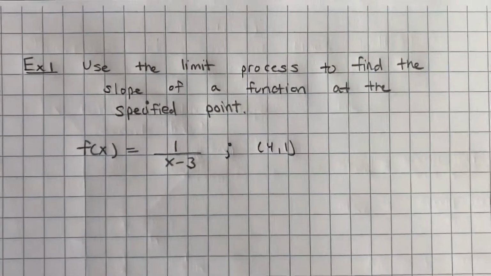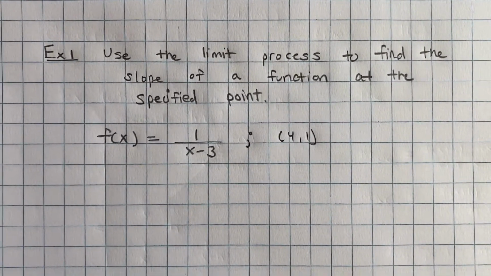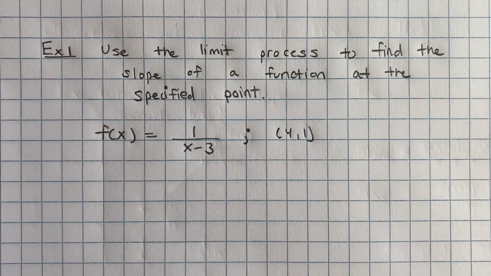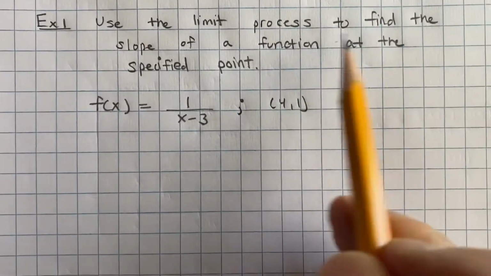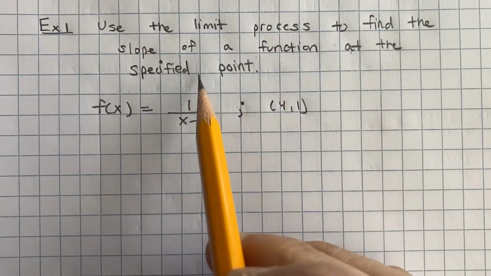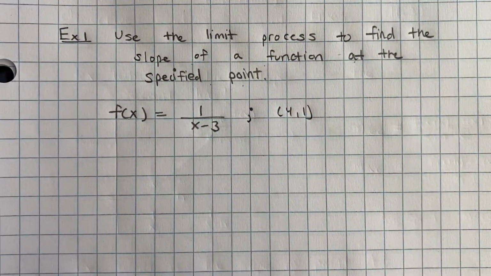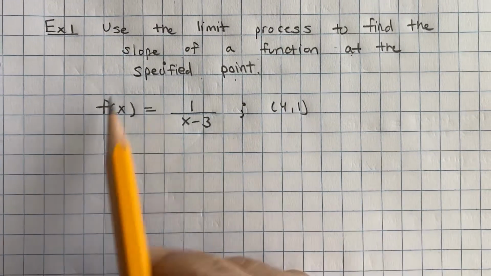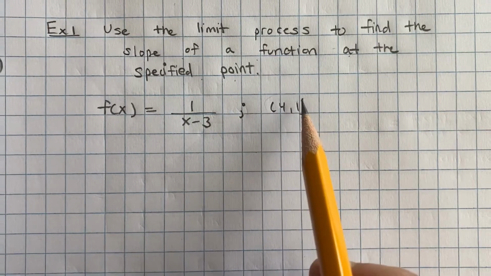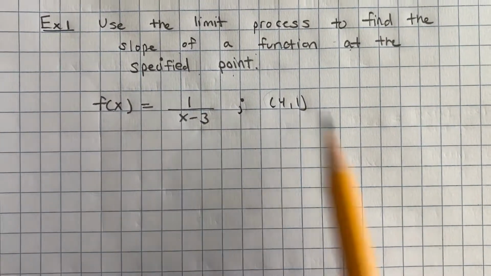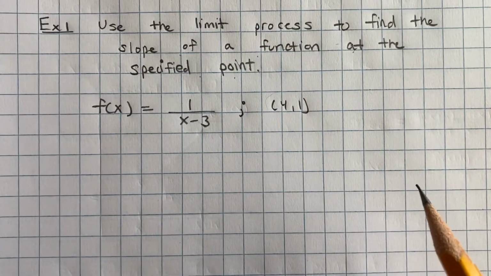All right, so let's take a look at a few examples on calculating slope at a specific point. In this example, it says use the limit process to find the slope of a function at the specified point. So here's my function, here's my point, and I want to find the slope at this specific point. Before we even start doing this problem, let me give you a visual representation of what's going on.